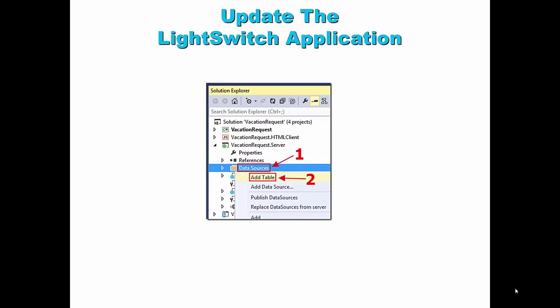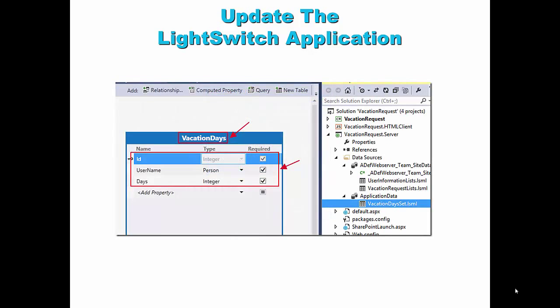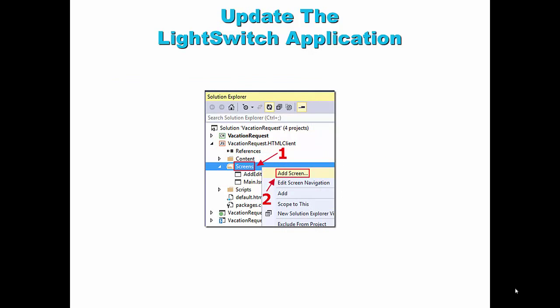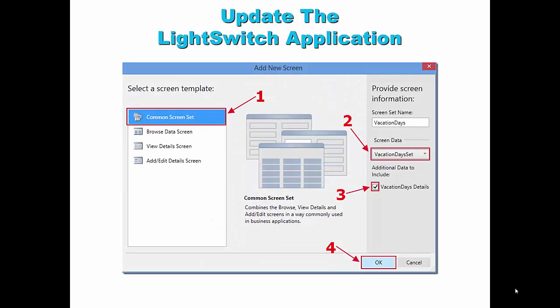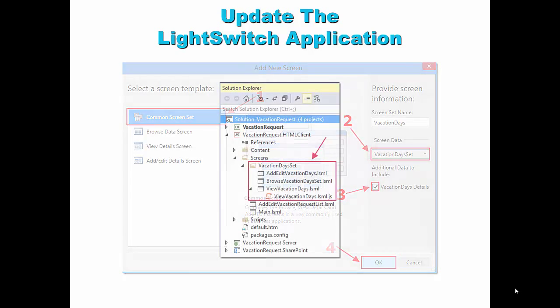First, to update the LightSwitch application, we're going to add a table directly into the application. This table will be called Vacation Days. We will then select Add Screen, and this time we'll select the common screen set and the Vacation Days table that we just created, and LightSwitch will automatically create the CRUD screens needed.